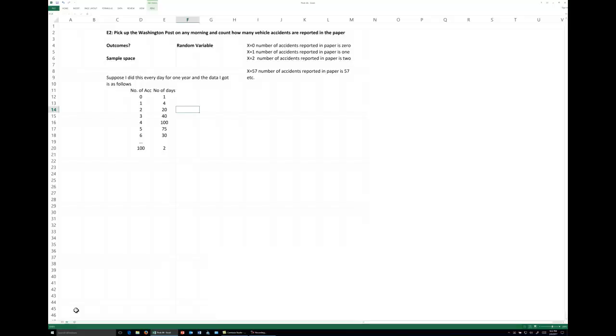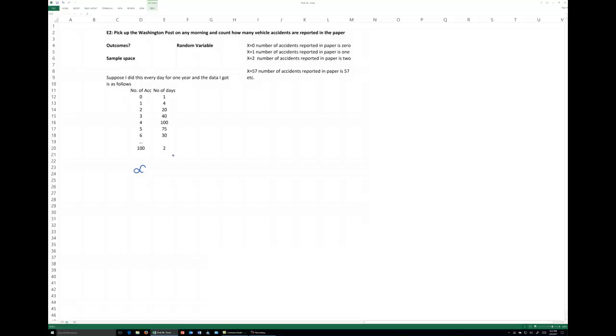Or the newspaper reports 1 accident, or it reports 2 accidents, or it reports 57 accidents. Theoretically, do you see, this newspaper could report an infinite number of outcomes. So this really could go to infinite. Obviously, the likelihood that the newspaper will report that there have been 10,000 accidents or even anything close to that is practically zero. Okay, but theoretically, the newspaper could report an infinite number of accidents.